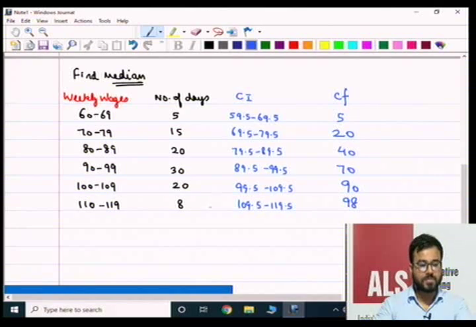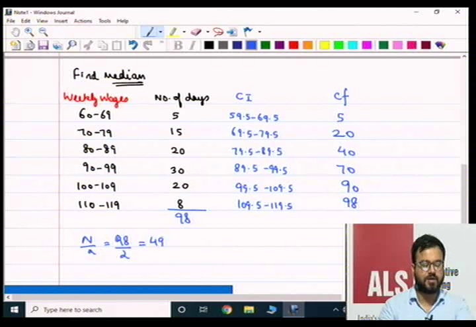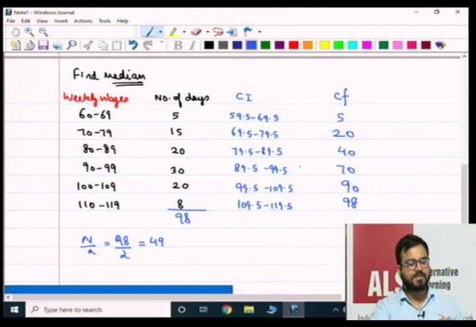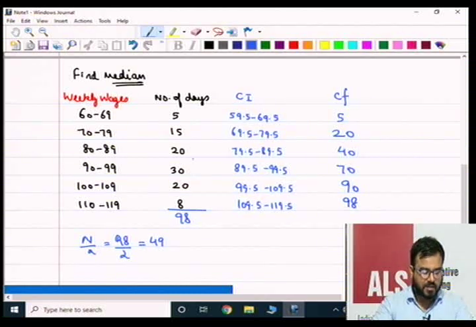So now what we have to do, we have to find the median class. And how to calculate the median class? We have to add all the frequency, whatever is the frequency, and we can see total frequency is 98. So finding n by 2, 98 divided by 2, that is 49. Now we have to look for the cumulative frequency which is just greater than 49. And if we see this one, the cumulative frequency which is just greater than 49 is 70. So this becomes our median class.